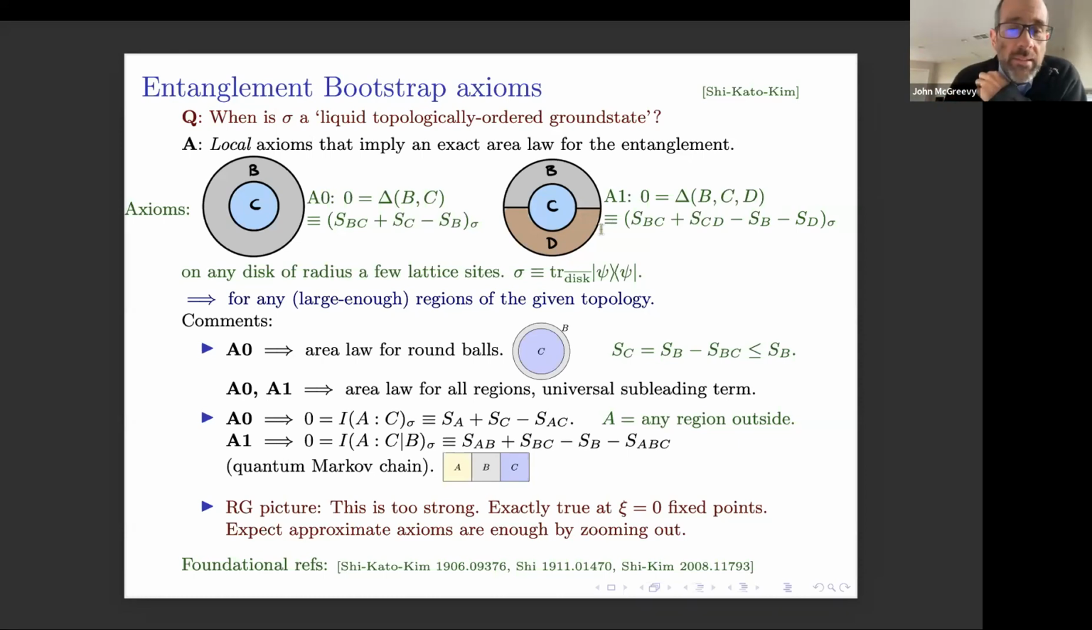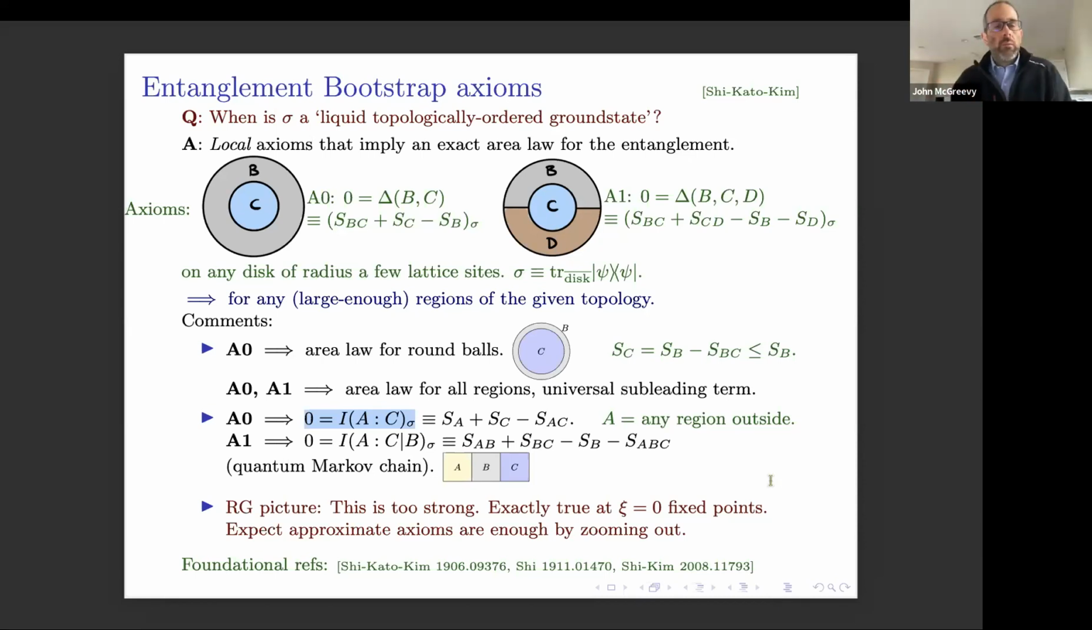Another way to see that it's too strong is that the ordinary mutual information between A and C vanishes. If A and C are separated by a buffer, then this condition implies that their mutual information vanishes. That means that the correlation length is 0, because the mutual information bounds correlations between operators supported in A and operators supported in C. So indeed, this exactly implies that the correlation length is 0, or at least smaller than any of the balls that we're considering. And that's a property of the renormalization group fixed points.